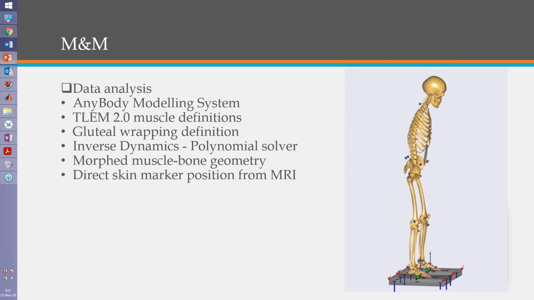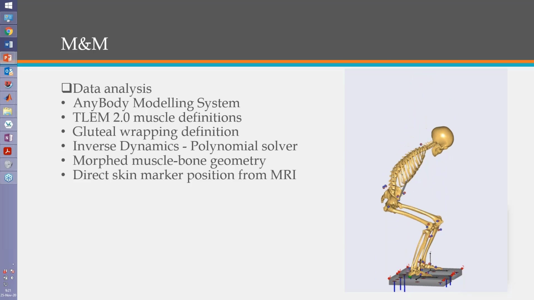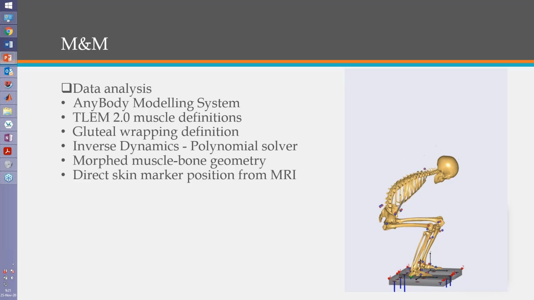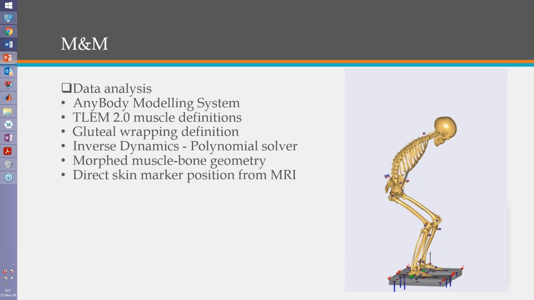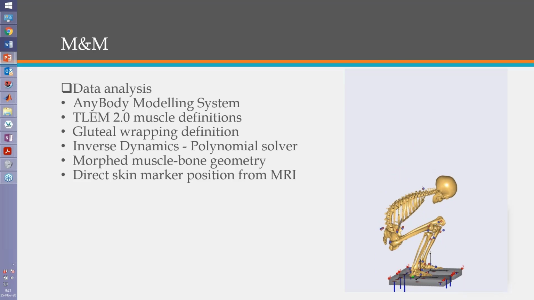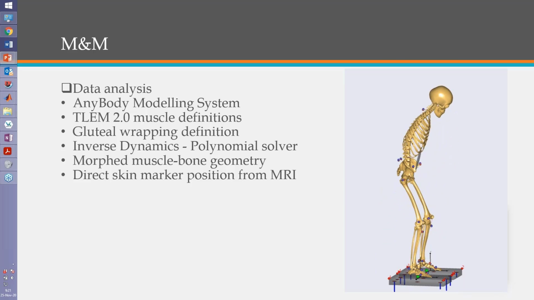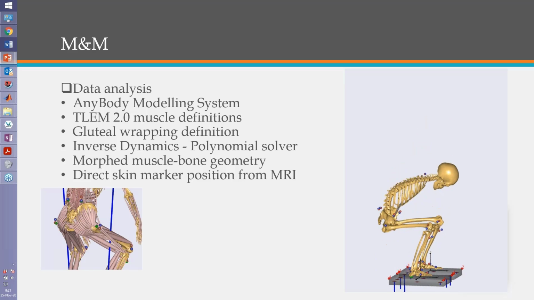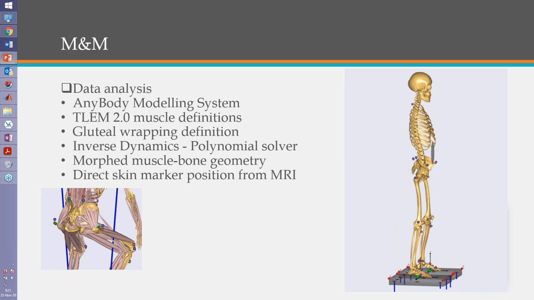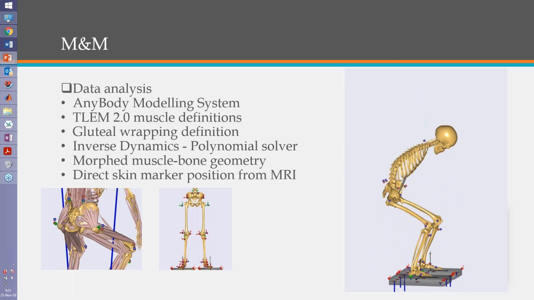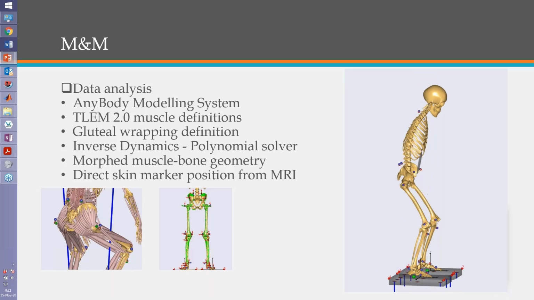The inverse dynamics protocol with a polynomial muscle recruitment solver was used, and we also had the skin marker position, as mentioned in the previous slide, directly from the MRI, which allowed us to also cut down on the optimization algorithms required to find the position of the markers relative to the bones. So that's that.